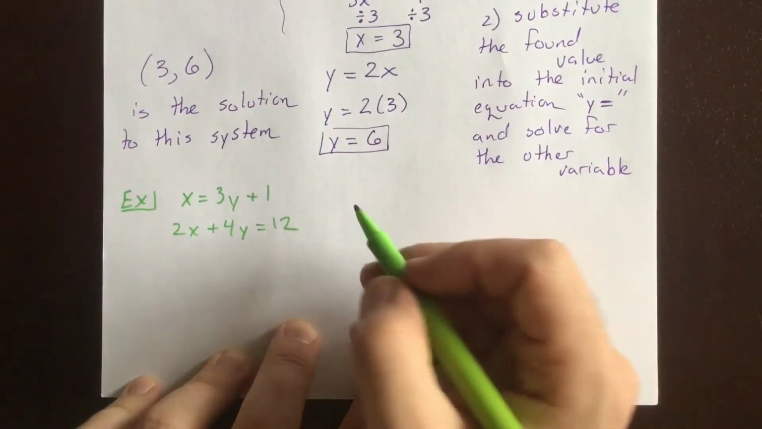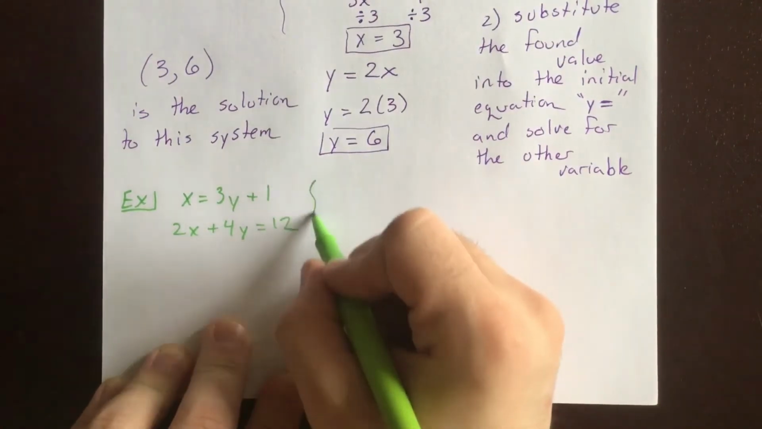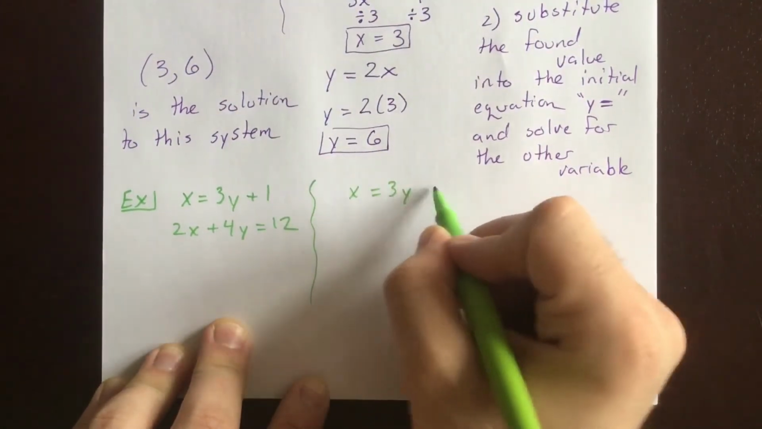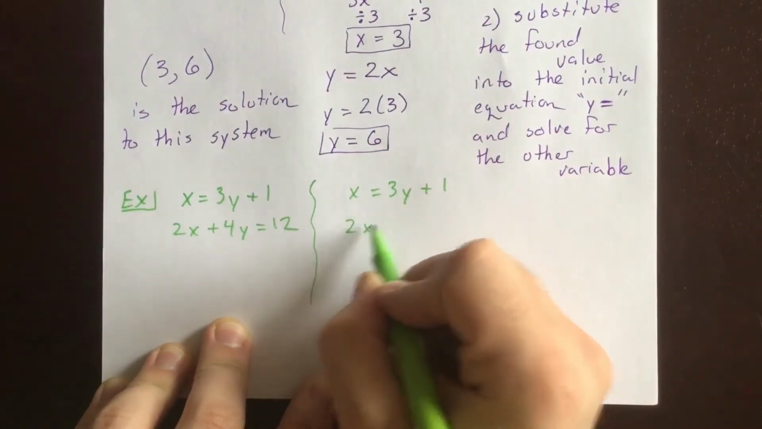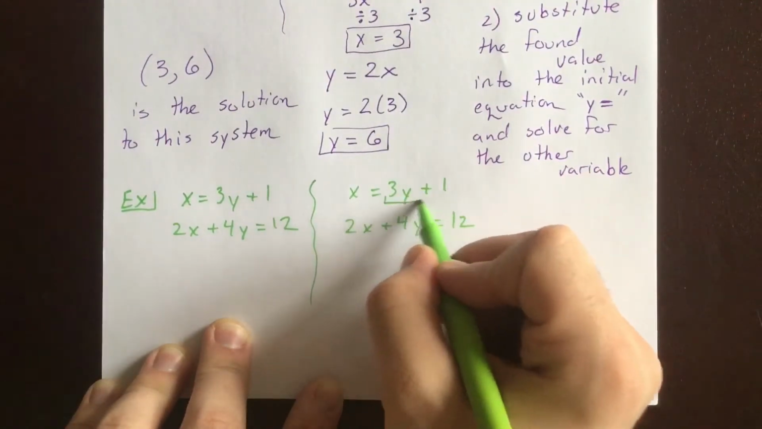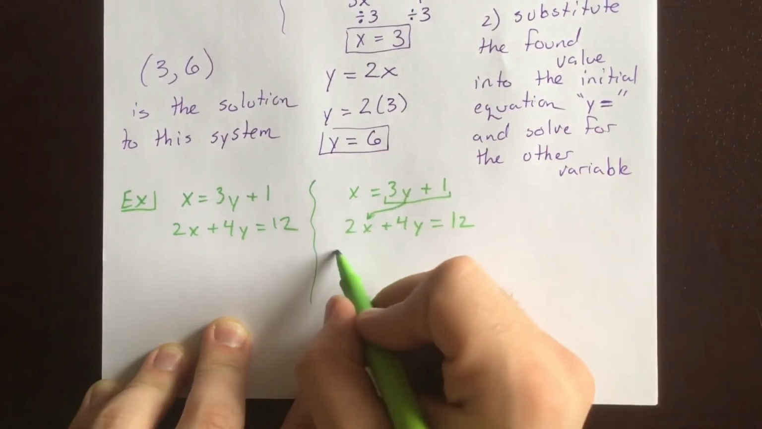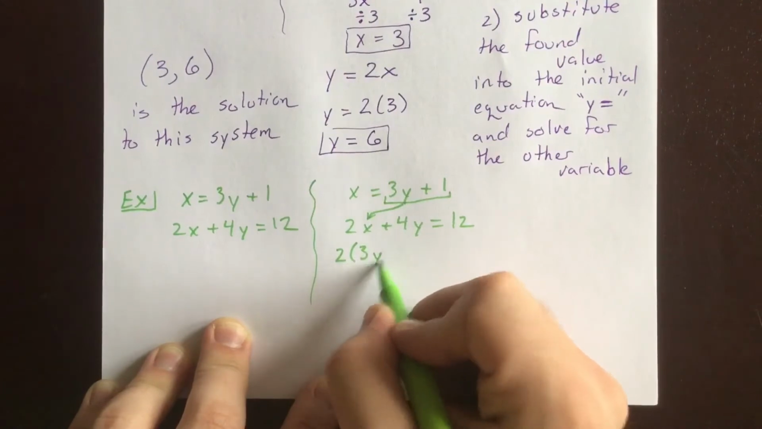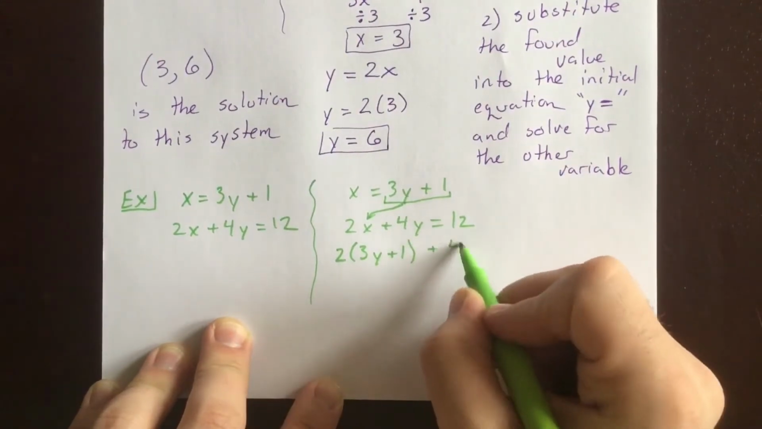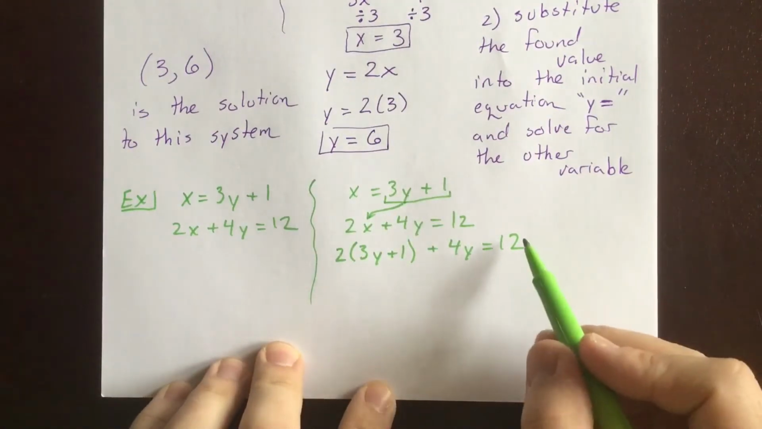But like before, we see that since we have x equals, I'm going to replace x with this group. Okay, so x is being replaced with this group. So instead of x, I'm going to write 3y plus 1. Replacing x with 3y plus 1, we get this new equation.